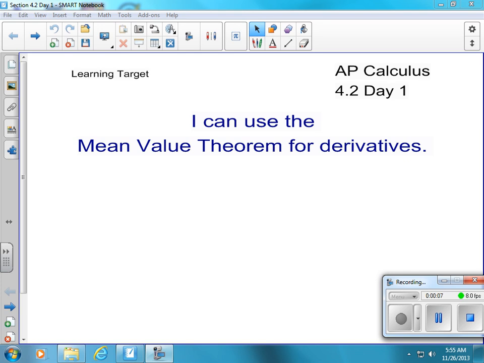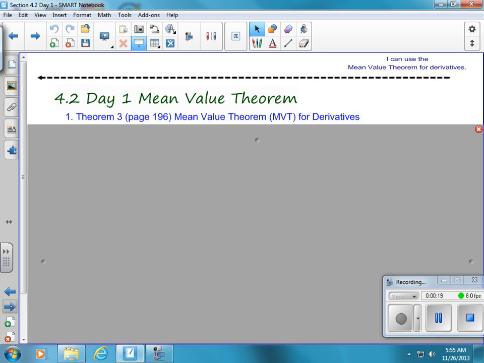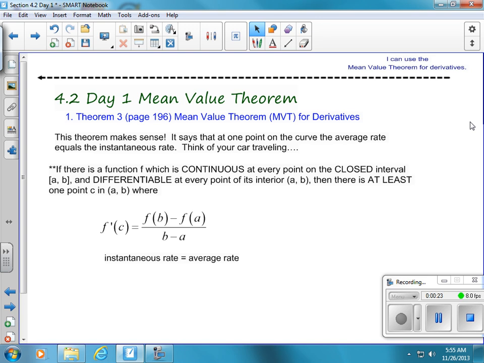Welcome to today's lesson, 4.2, day 1. This is all about the mean value theorem. This is not a mean theorem. This is all about average value theorem for derivatives. Okay, this theorem is listed on page 196. You may need to look at your book for this a little bit, but here's what it says.